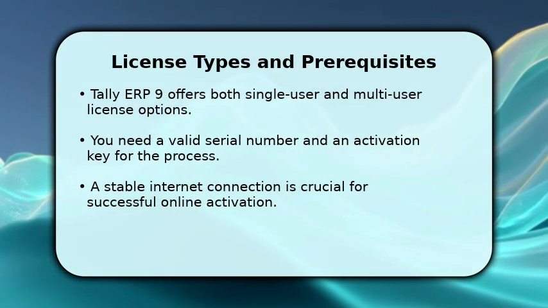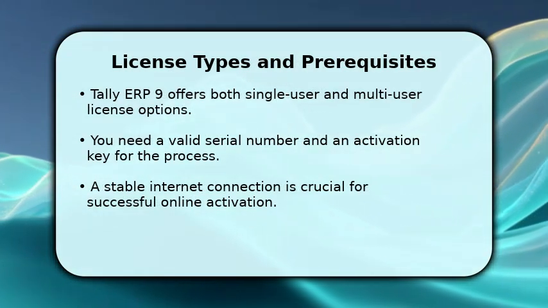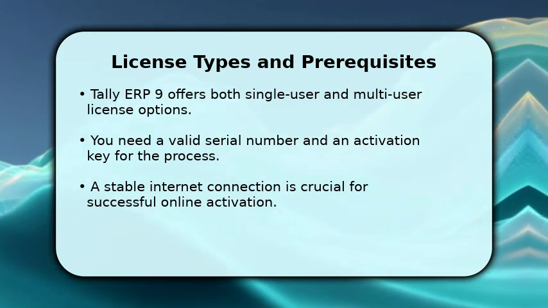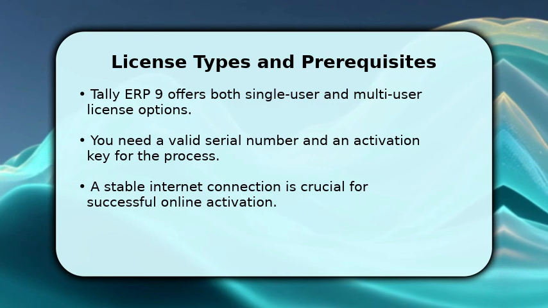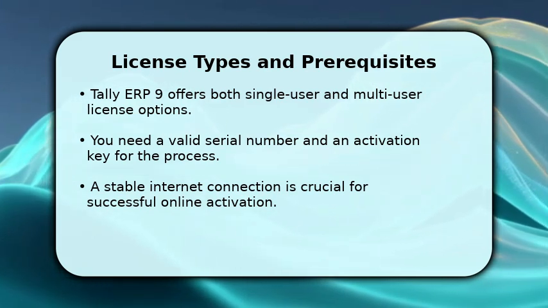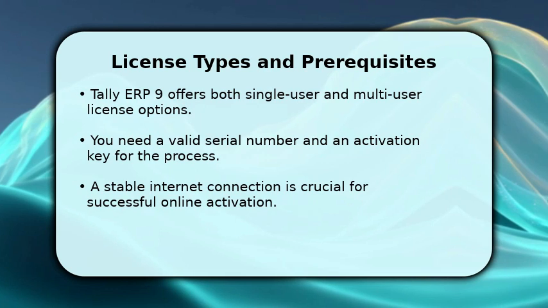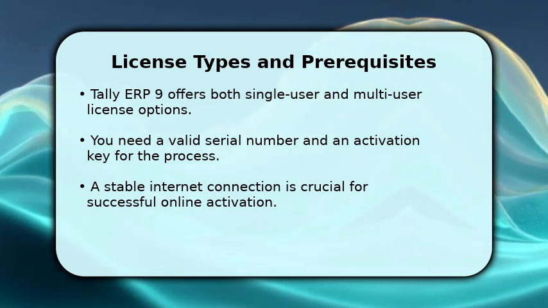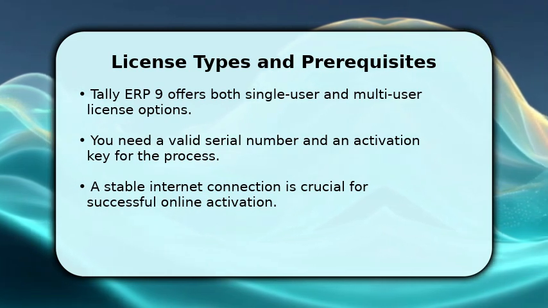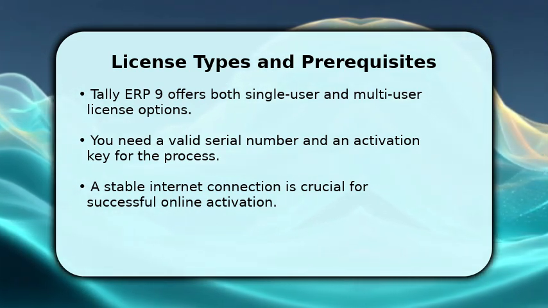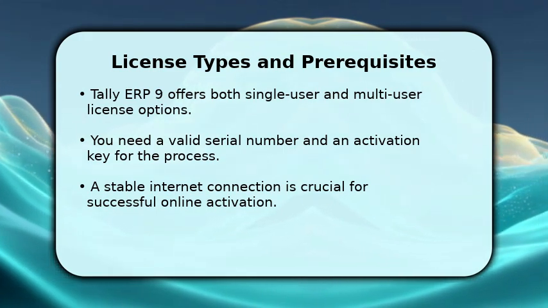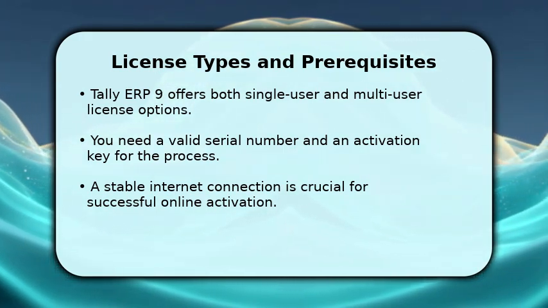Tally ERP 9 provides two main license types: a single-user license for one computer and a multi-user license for several systems on a local area network. Before starting, ensure you have your unique serial number and the corresponding activation key ready. For online activation, a reliable internet connection is absolutely necessary. Also, confirm your system meets Tally's specified hardware and software requirements for optimal performance.